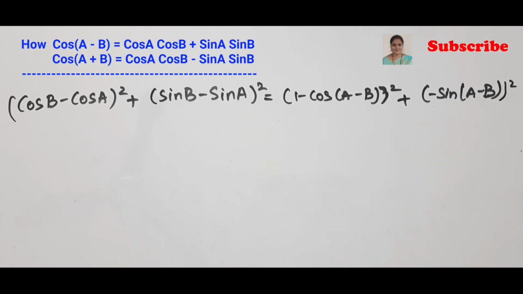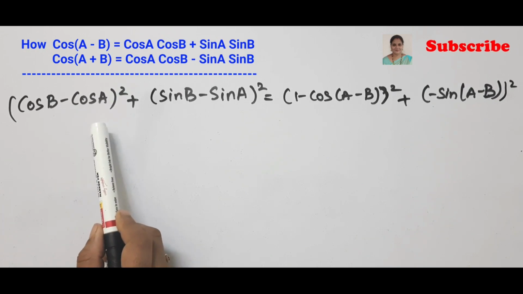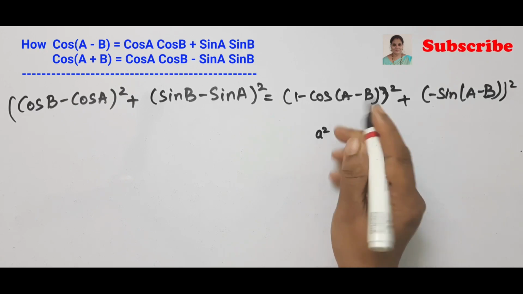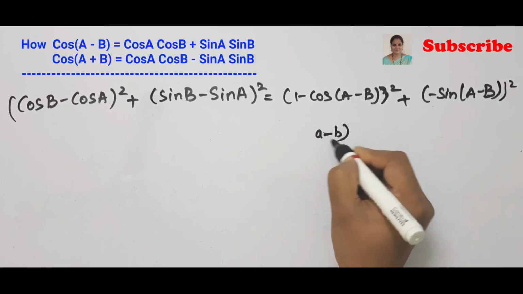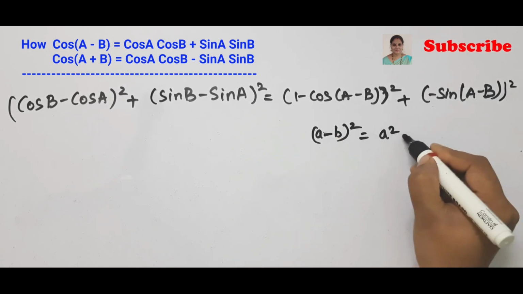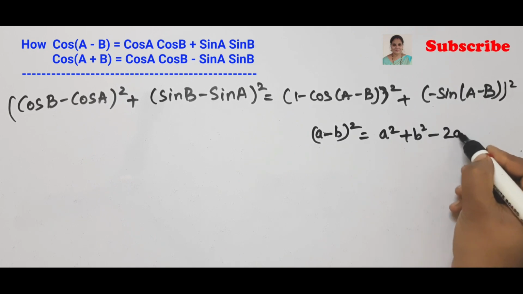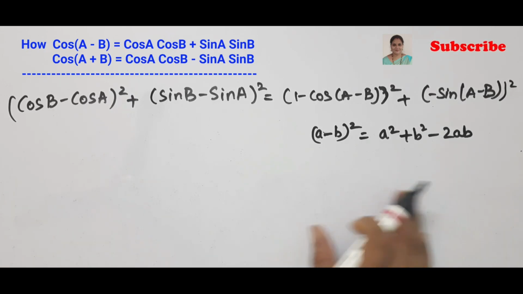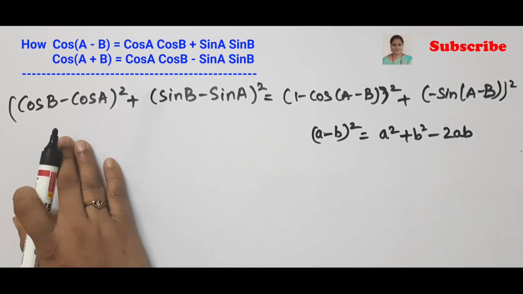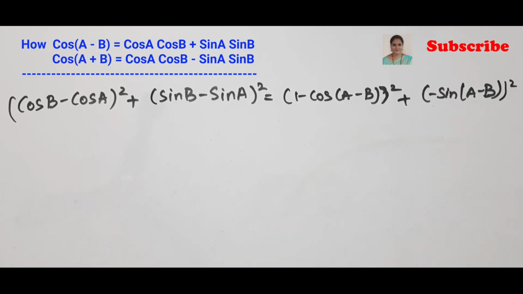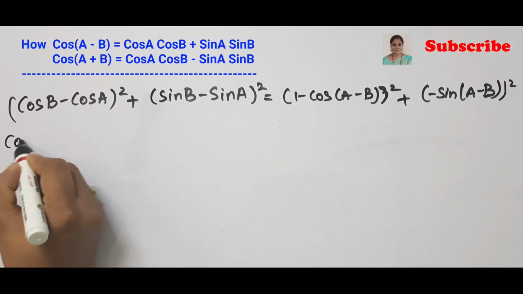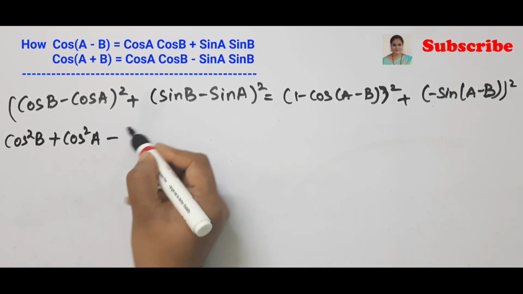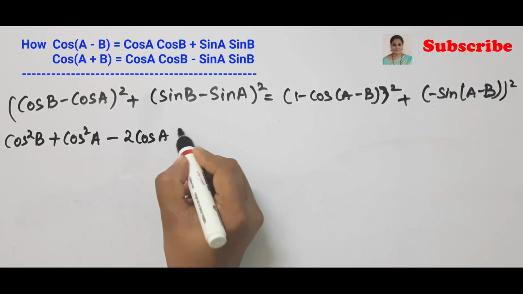Now let us expand this cos B minus cos A whole square using the algebraic formula, that is A minus B whole square is equal to A square plus B square minus 2AB. Here A is cos B and B is cos A. Is it not? Using this expression, we are going to expand this cos B minus cos A whole square. So this becomes cos square B plus cos square A minus 2 into cos A cos B.